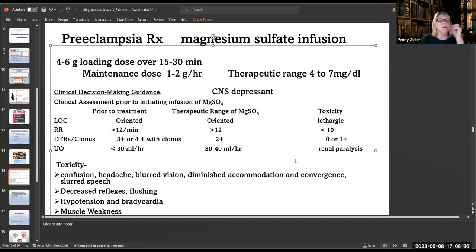Okay, so remember our assessments. Prior to treatment, during treatment, what's going on with our client? The therapeutic range of magnesium sulfate, once we get it infusing, our client is going to be alert and oriented. She's not going to have a headache, no visual changes. Her deep tendon reflexes are going to be normal, and she's going to have good urine output between 30 and 40 mLs an hour. Okay. Blood pressure is going to be good.